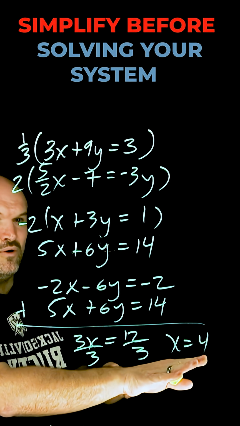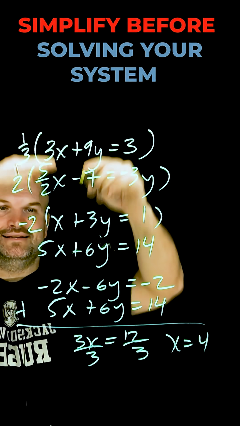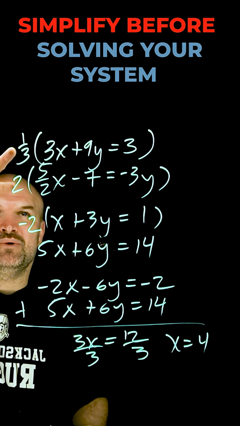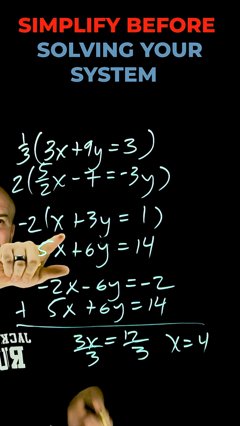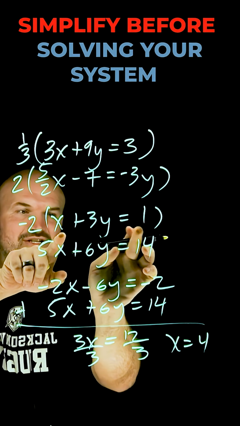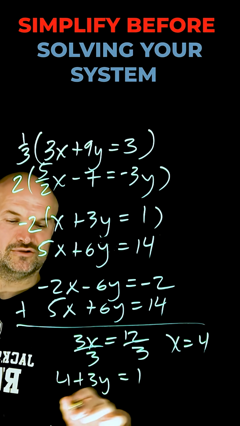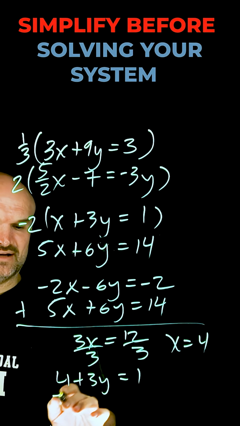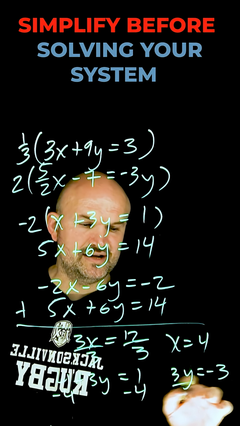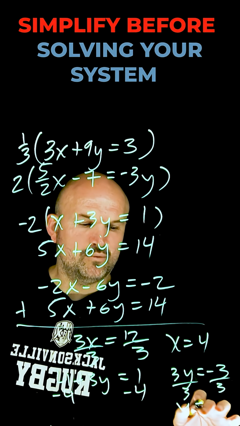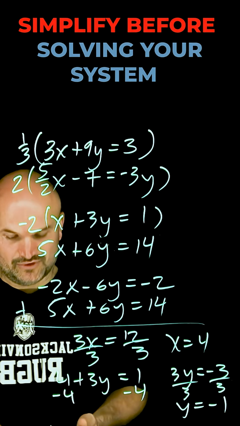And now that I know what x is equal to, I just need to solve for y. So I can plug it into one of my equations. And again, if you went back to your originals, it wouldn't really be that fun. But since we simplified everything, you can see this is a perfect equation to plug x equals 4 into. So I have 4 plus 3y is equal to 1. Now, just go ahead and solve for y. Subtract 4, subtract 4. I have 3y equals -3. Divide by 3, y equals -1. So my solution: x equals 4, y equals -1.